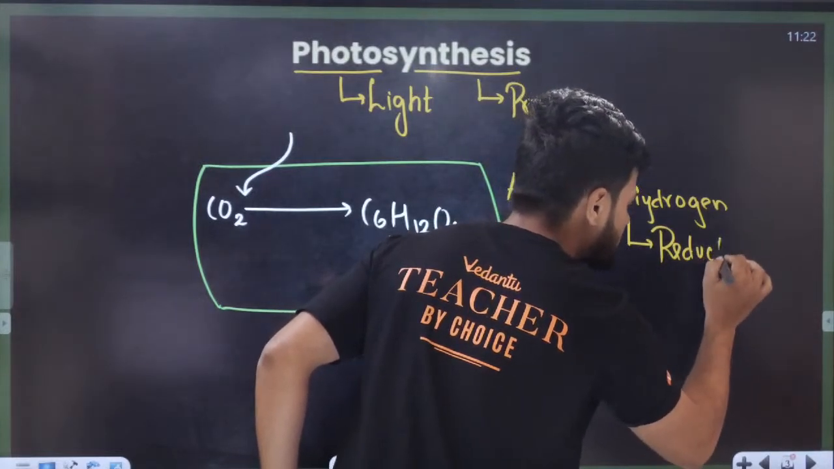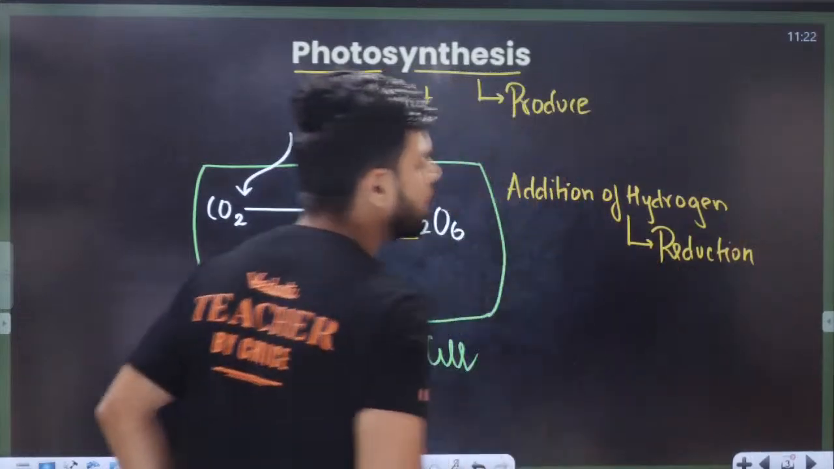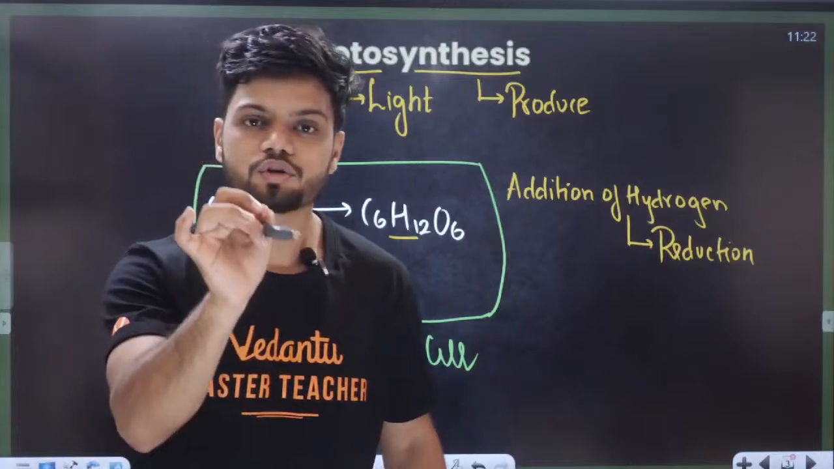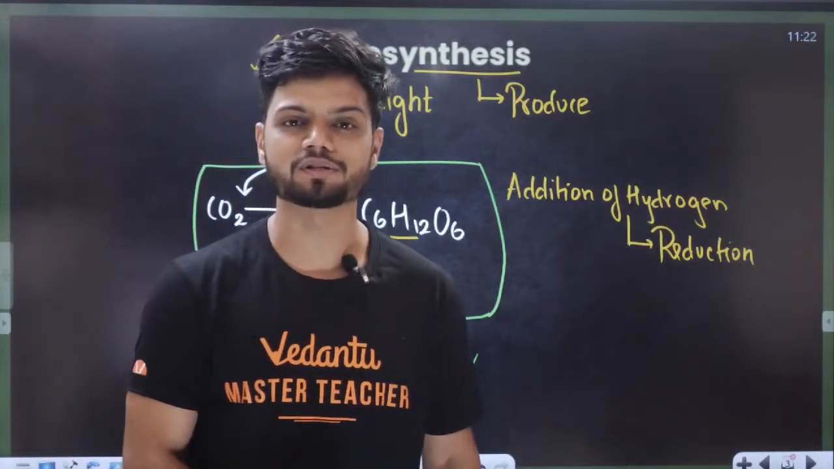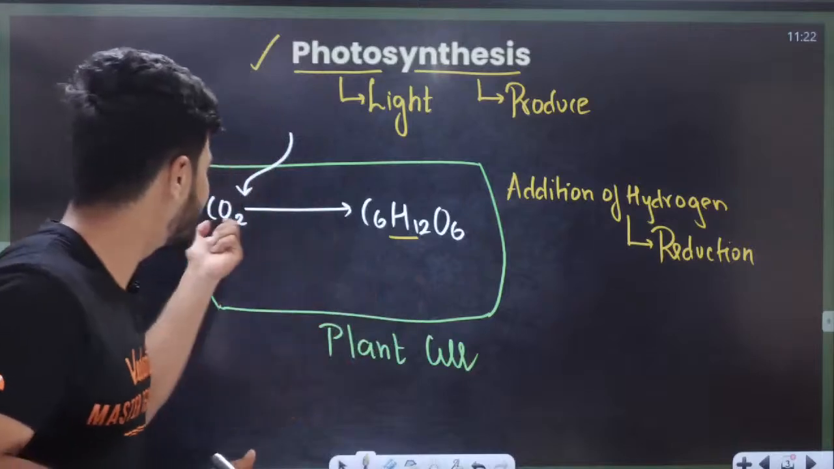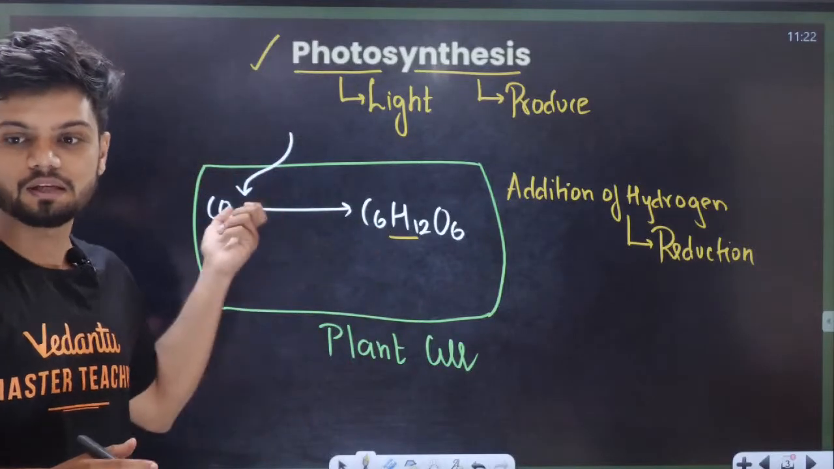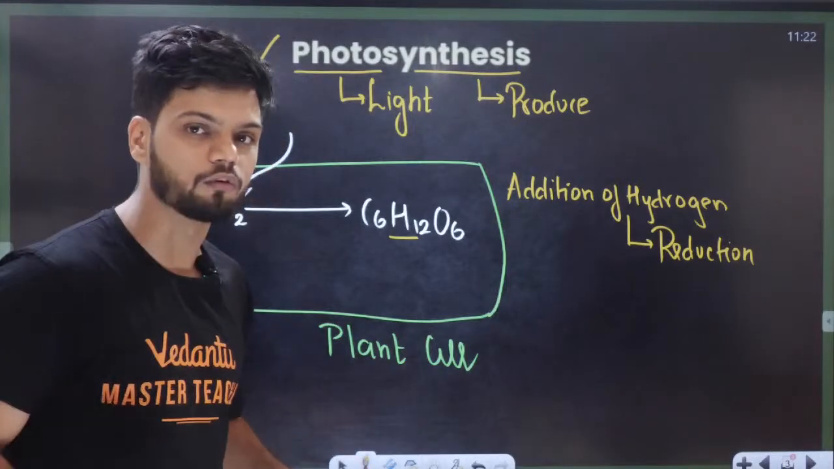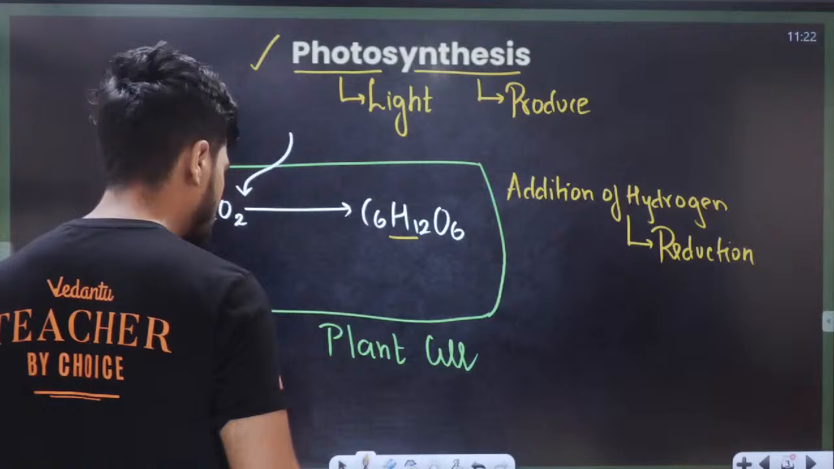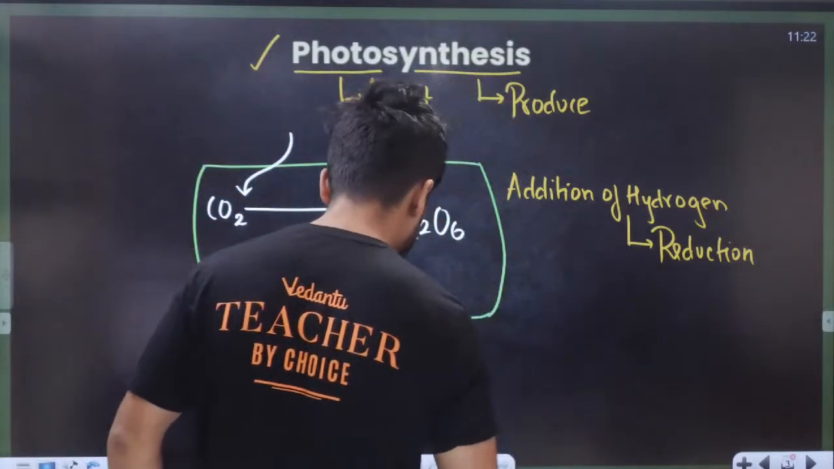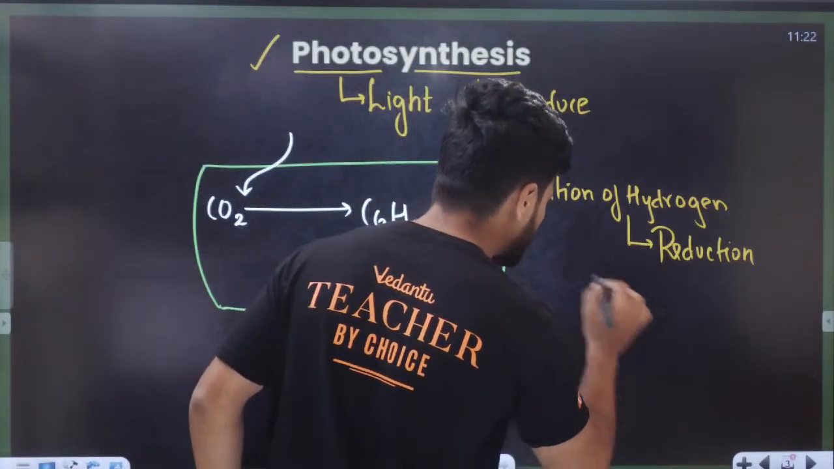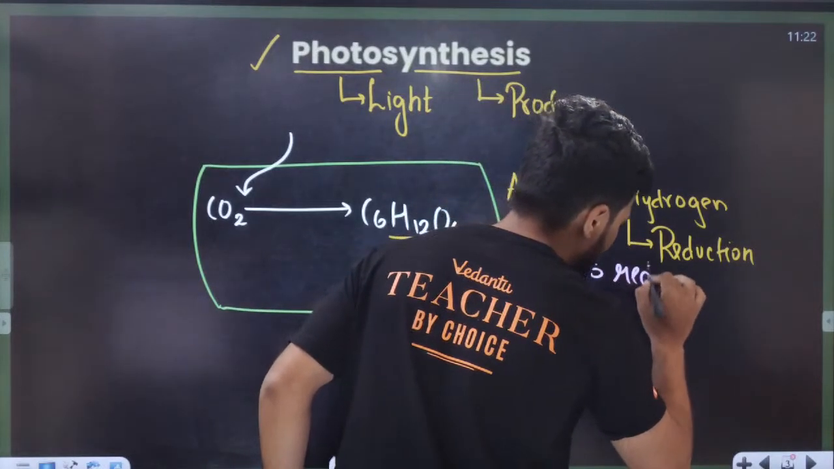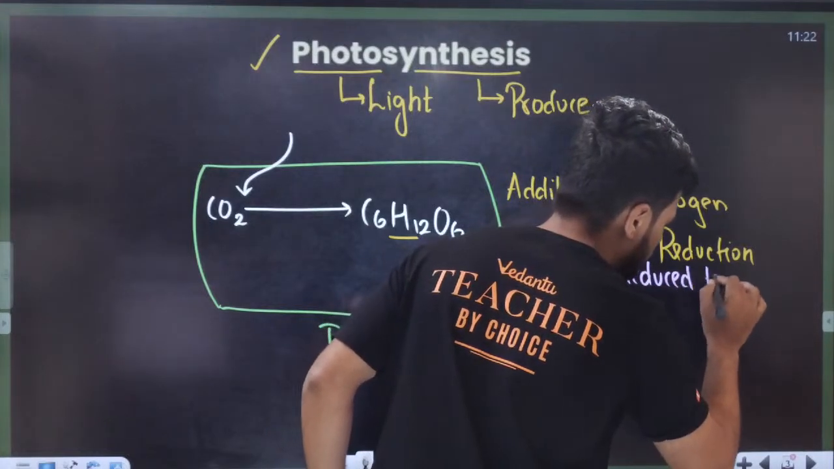So students, the first point on the board right now about photosynthesis is that it is a reduction process. It is a reduction process in which CO2 is getting reduced to glucose. That is the first step. Is that clear to all of you? Tell me. It is a reduction process. That is, the first point is that CO2 is getting reduced to glucose.